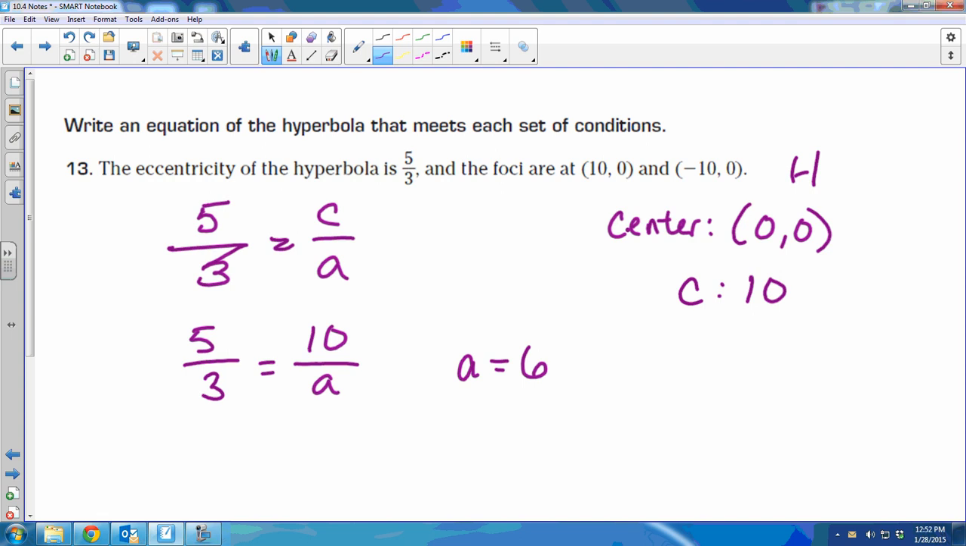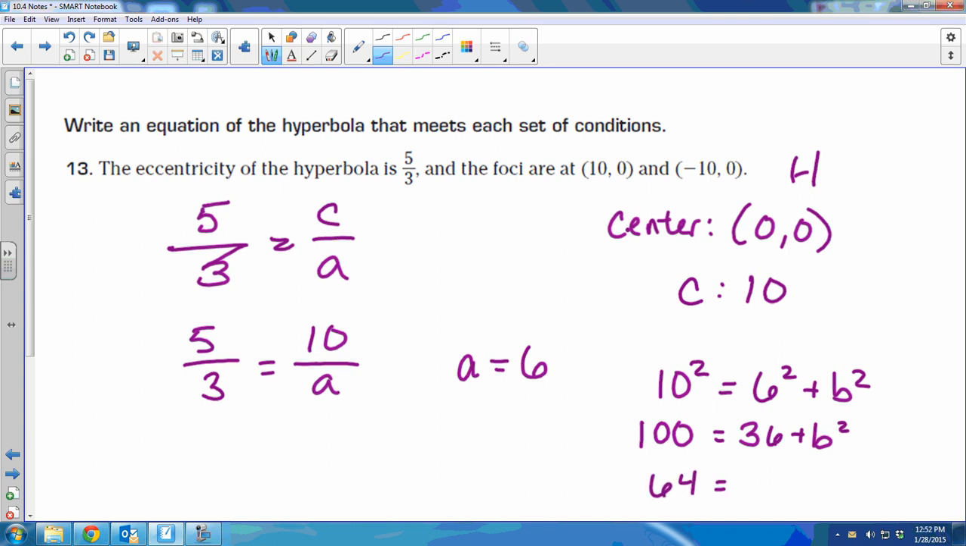Okay? So we have A, we have C, we have the center, we know the orientation. What are we missing to write the equation? B. So how do you find B? C squared equals A squared plus B squared. So that's 100 equals 36 plus B squared. So B squared must be 64.